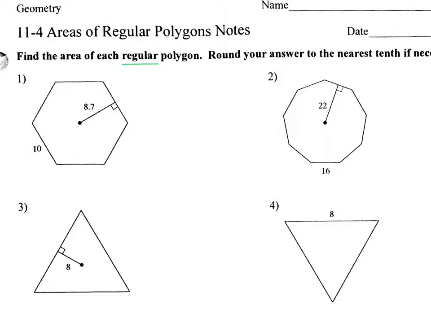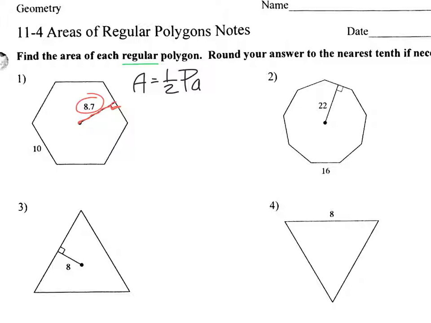So the formula is area is 1/2 perimeter, that's what big P stands for, times apothem. Okay, so we know what perimeter is. Perimeter is the distance around a figure. But what is the apothem? The apothem is the segment that comes from the center and is perpendicular to a side of the figure. So this is the apothem. It's kind of a weird word, but apothem goes from the center to the side and is perpendicular.